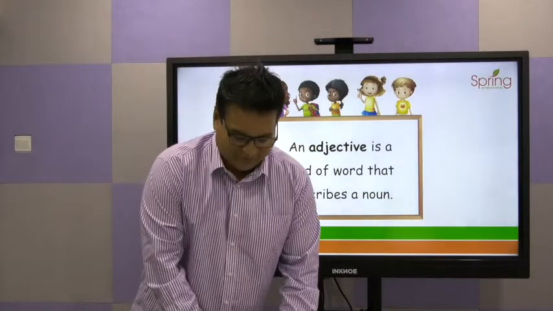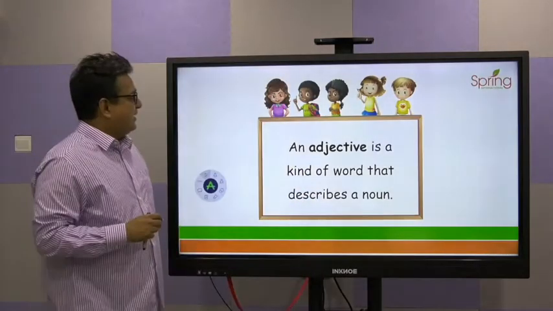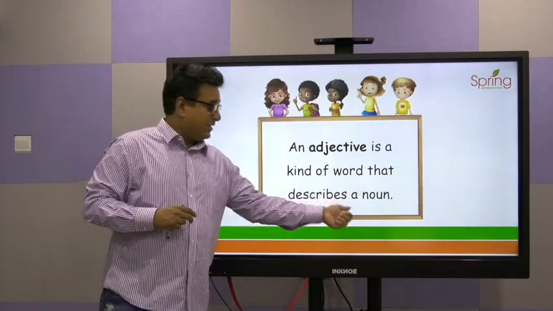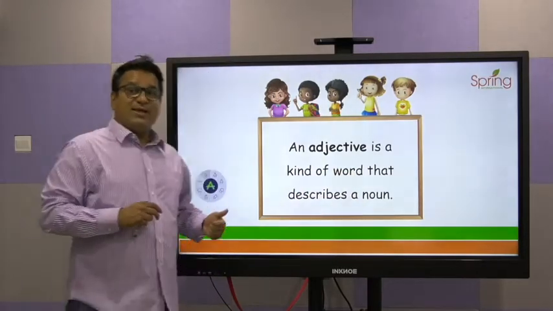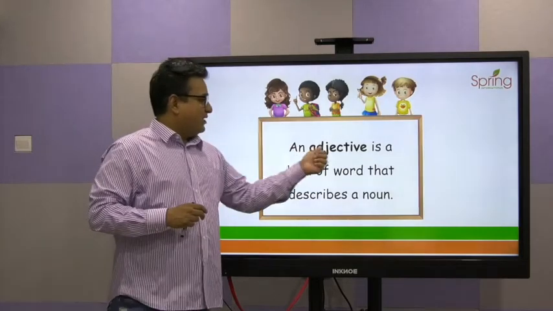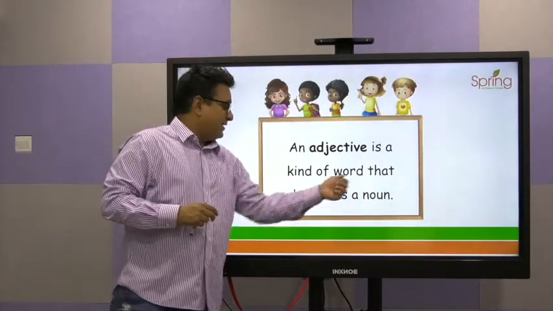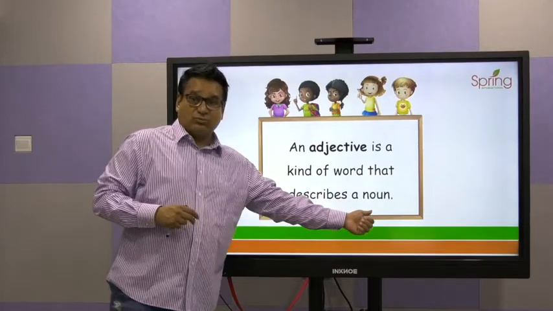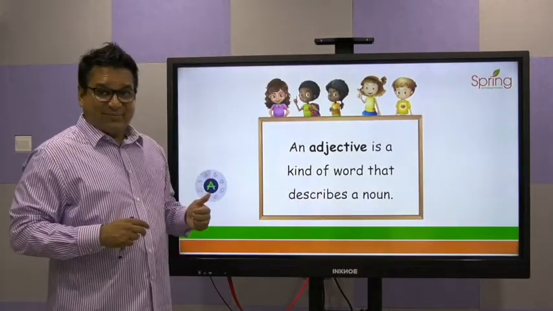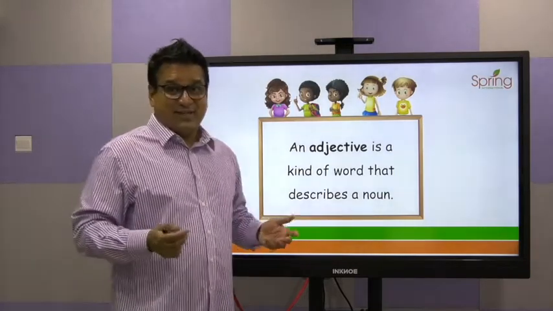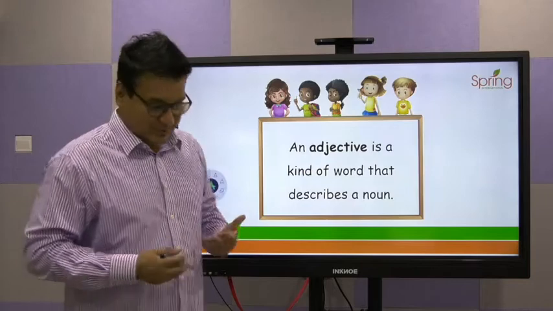So what is an adjective? An adjective is a kind of word that describes a noun. Let me repeat that. An adjective is a kind of word that describes a noun. Okay? So I'm sure you can think of many words already that are adjectives. But let's look at a few examples.